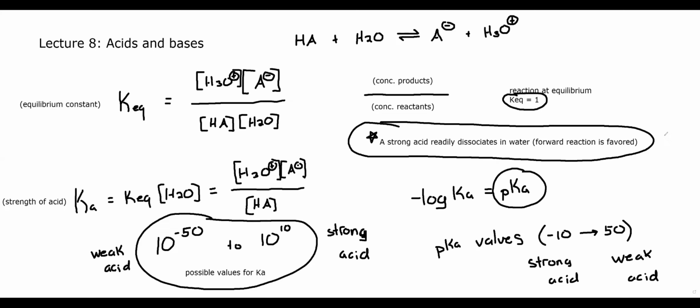So if you didn't follow much of the math, that's okay. Just understand that pKa is our numeric representation for the strength of an acid. It'll typically be between -10 and 50, where -10 is a very strong acid, 50 is a very weak acid, and it can be anywhere on that range.